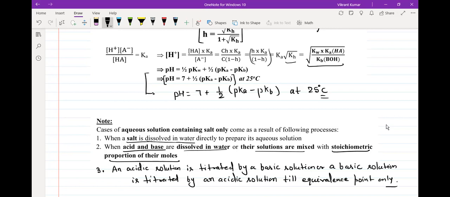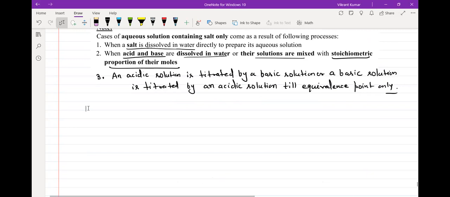Then you will be getting salt का solution only, है ना, because acid base का equivalence point पे दोनों खत्म हो जाएंगे, they will be forming salt only and you will have pH of the solution, है ना. Is it okay up to this point? Now let's do some questions. Okay, solve this.